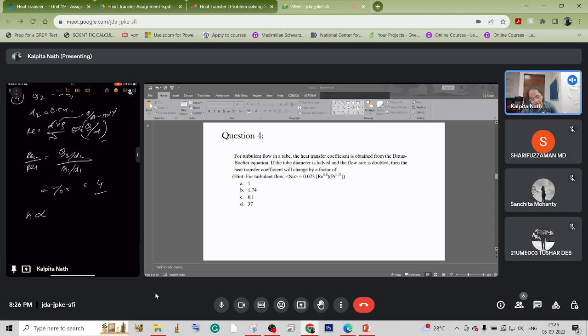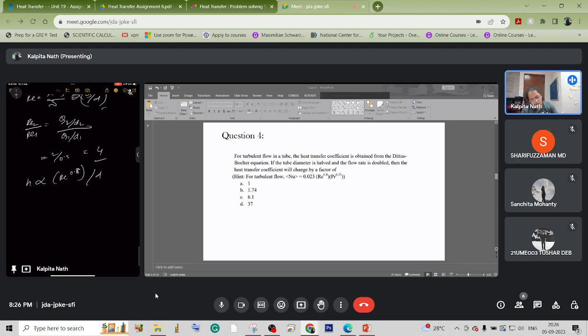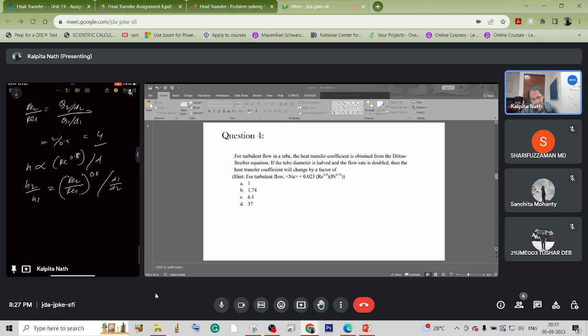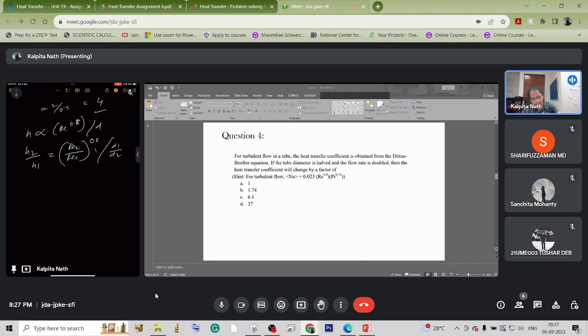Now, heat transfer coefficient is proportional to Reynolds number to the power 0.8 upon D. So H2 upon H1 is equal to Re2 upon Re1 to the power 0.8, multiplied by D1 upon D2. Sorry, just one second, because this is upon D, right? So this is 4 to the power 0.8 into 1 upon 0.5. So this gives 6.1. This is option C.